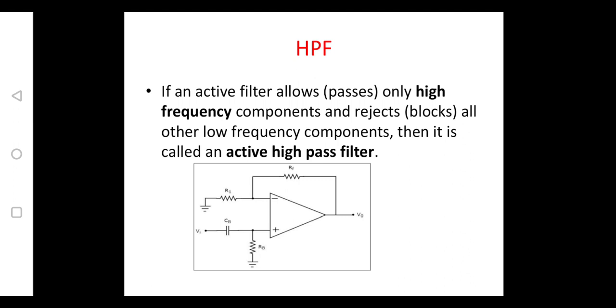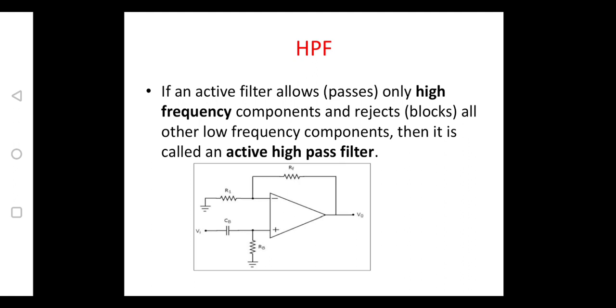So the next type of filter is a high pass filter. The name itself indicates it should pass high frequency components and it should reject the low frequency components. If we interchange R and C elements of a low pass filter, then it is called a high pass filter. To prove this circuit as a high pass filter, we need to derive an expression for the voltage gain, that is output voltage by input voltage. From that we'll be getting a cutoff frequency.